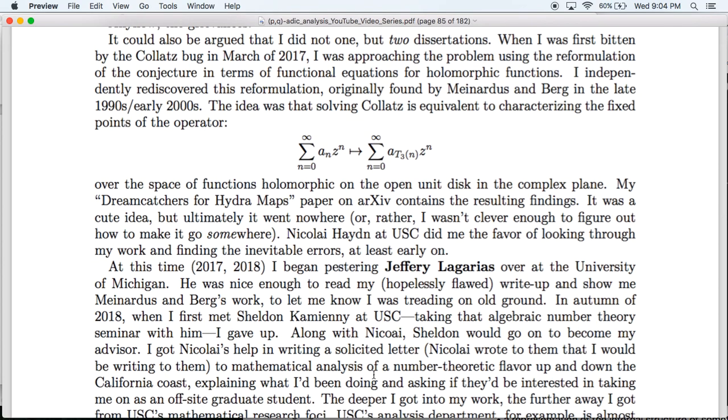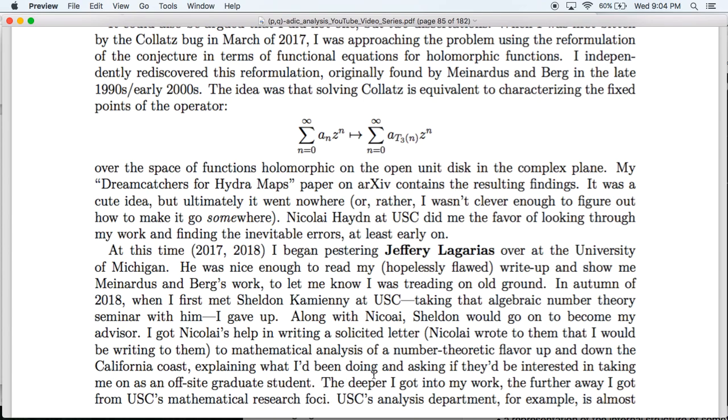In the autumn of 2018, when I first met Sheldon at USC, taking that algebraic number theory seminar, I just basically gave up. Along with Nikolai, Sheldon would go on to become my advisor, and I got Nikolai's help in writing a solicited letter. Nikolai wrote to the professors I was messaging in advance, telling them that I was writing to them, and we sent letters to mathematical analysts, especially of a number theoretic flavor, up and down the California coast, explaining what I'd been doing and asking if they'd be interested in taking me on as an off-site graduate student.